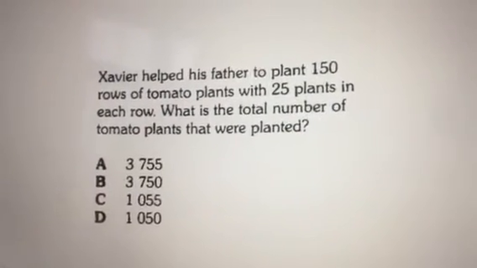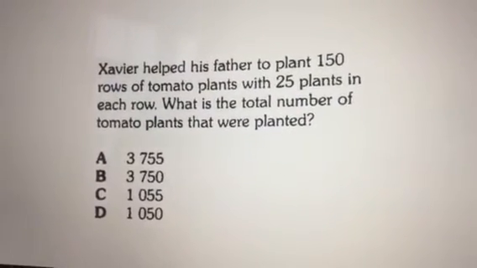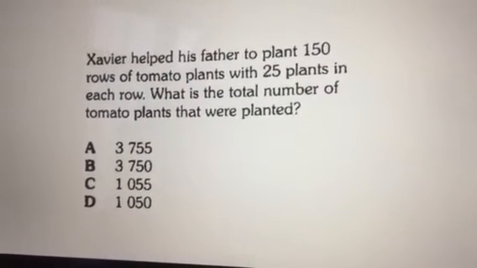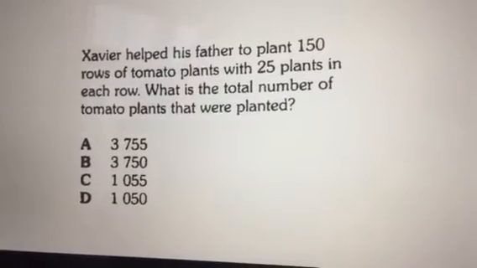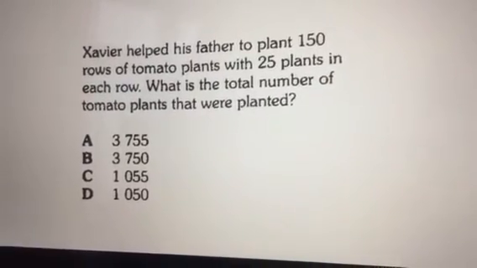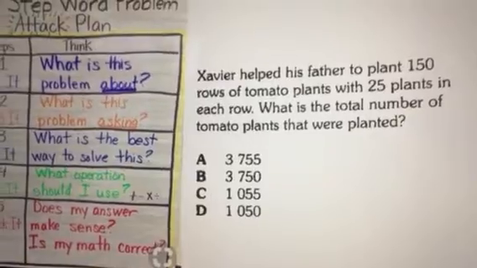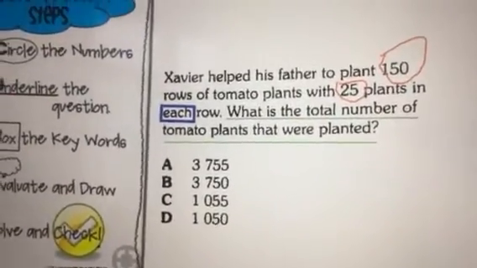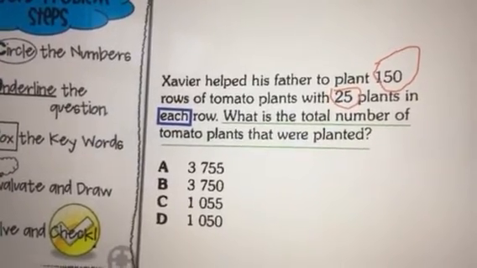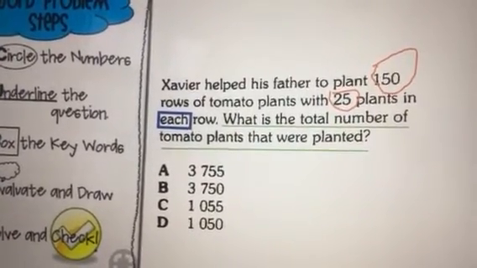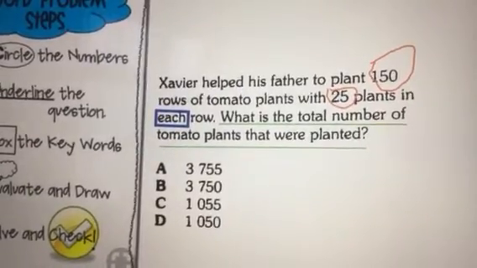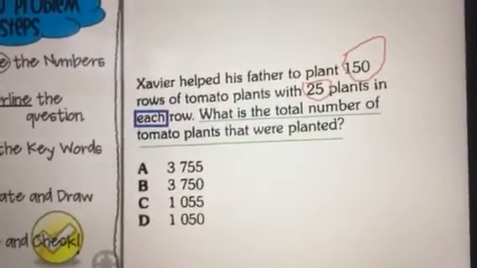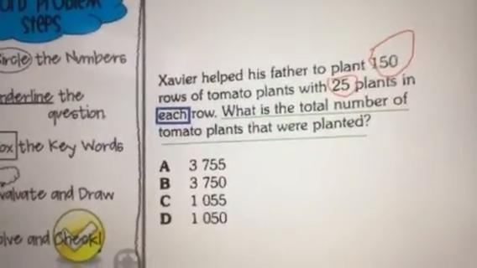How about this one? Xavier helped his father to plant 150 rows of tomato plants with 25 plants in each row. What is the total number of tomato plants that were planted? So we're asking the same questions and we're circling the keywords, the numbers 150 and 25. So there are 150 rows of tomato, and then there are 25 in each row. What's the total? How do we know?